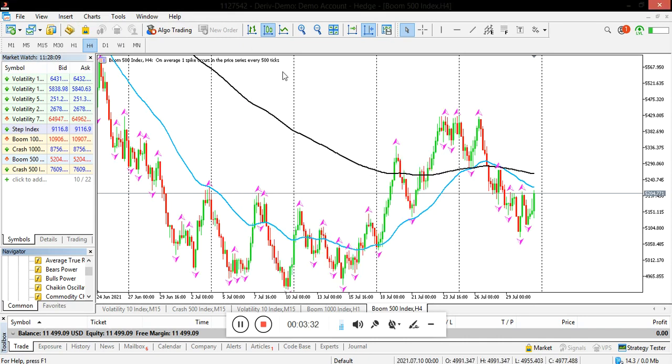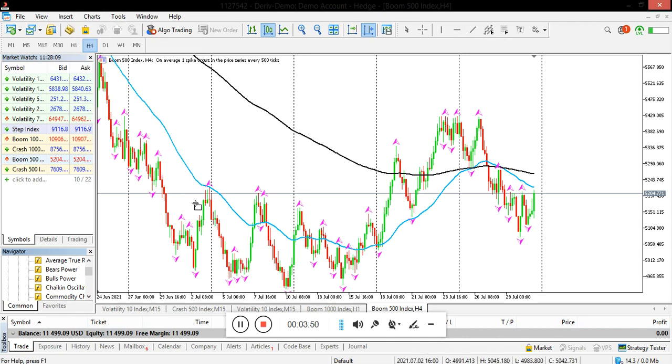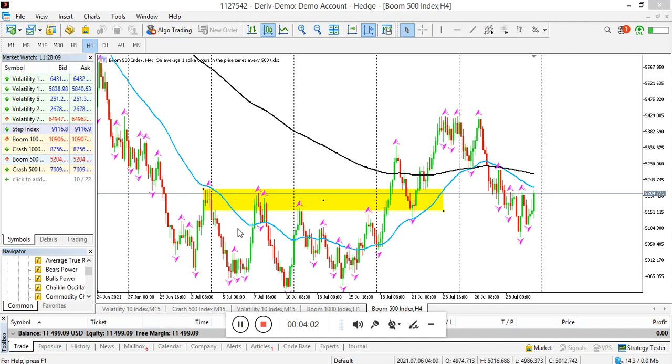Now what do we need to understand? Let's quickly reference back to our dynamic supports and dynamic resistance. This time around, I'll be using my objects as support, where I will go to shapes and pick an area that has been tested in the past. If you look here, we have a lot of liquidity. This area was tested as a resistance here, here, here, and here, and eventually it was broken.